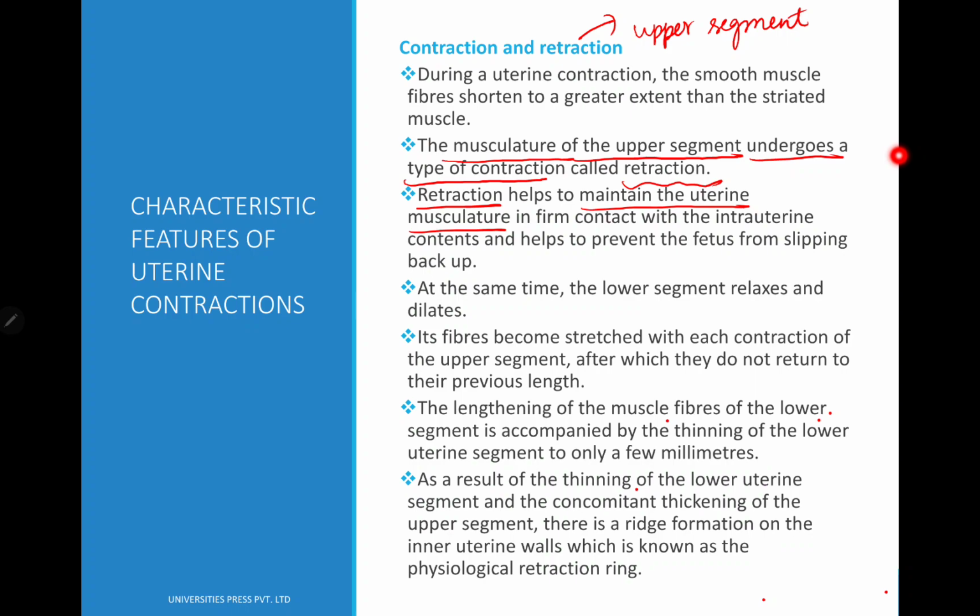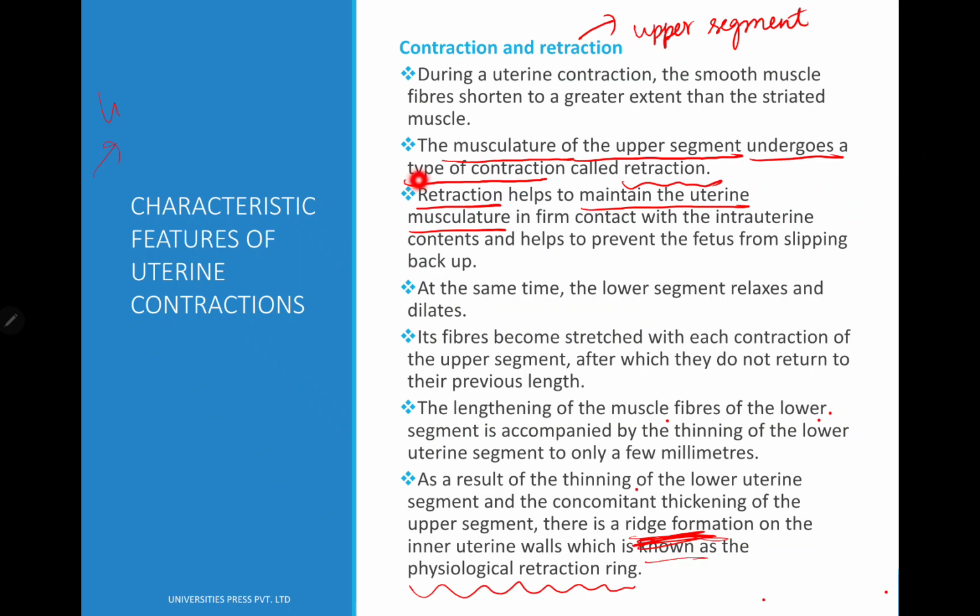Its fibers become stretched with contraction of the upper segment, after which they do not return to their previous length. The lengthening of the muscle fibers of the lower segment is accompanied by the thinning of the lower uterine segment to only a few millimeters. As a result of the thinning of the lower uterine segment and the concomitant thickening of the upper segment, there is a ridge formation. And what is this ridge known as? Physiological retraction ridge. So these are the things you need to know.